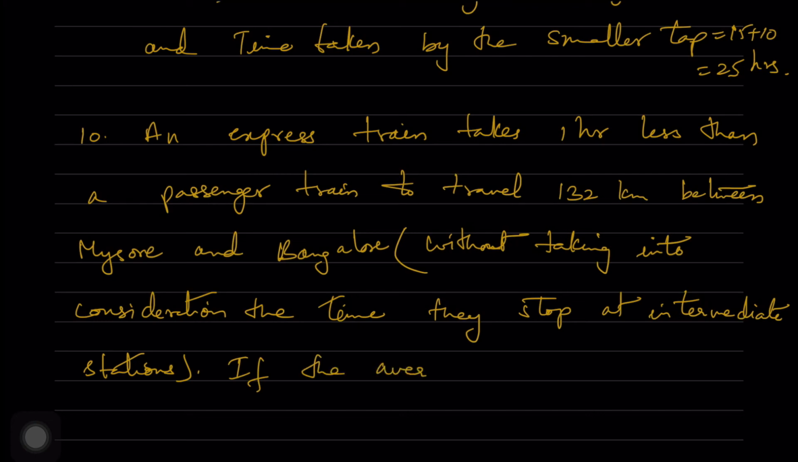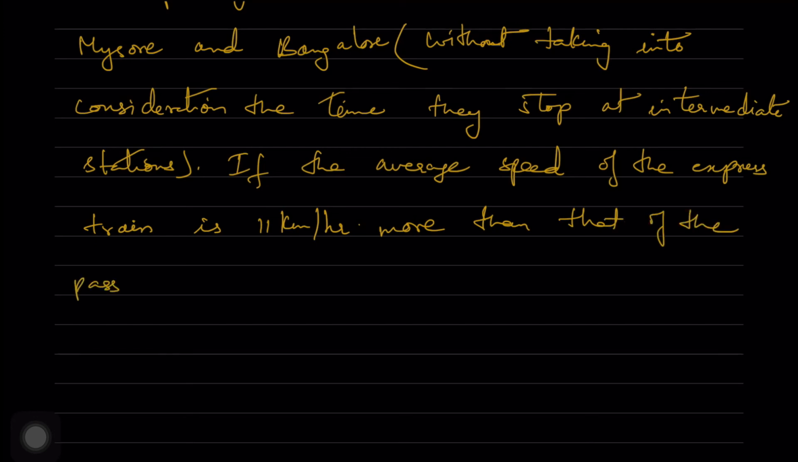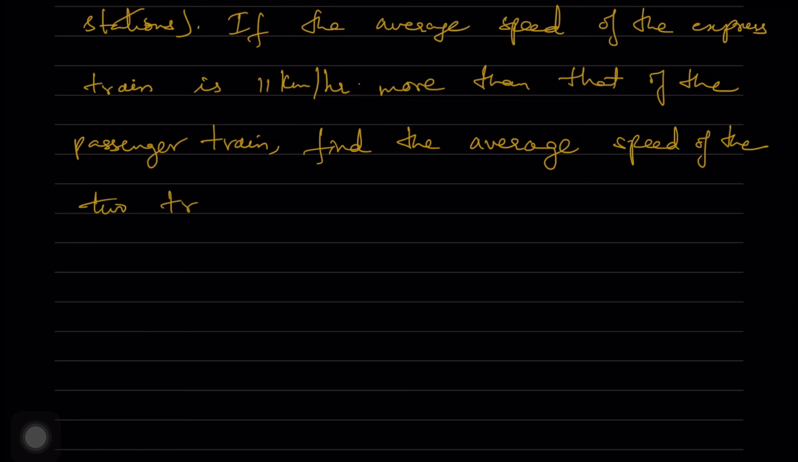If the average speed of the express train is 11 kilometers per hour more than that of the passenger train. Find the average speed of the two trains.